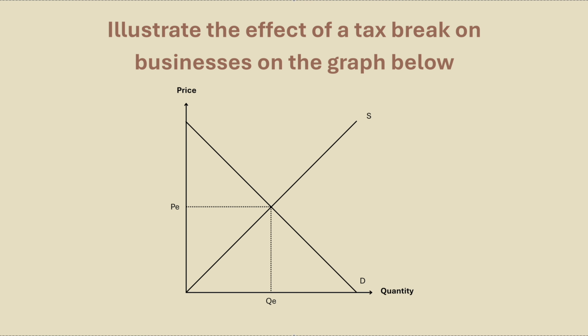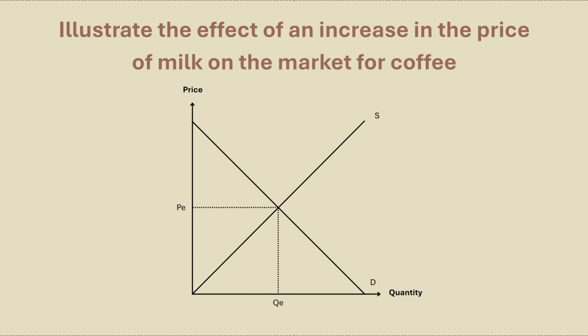Illustrate the effect of a tax break on businesses on the graph below. When businesses have to pay less tax, they can afford to produce more, so the supply curve increases. Illustrate the effect of an increase in the price of milk on the market for coffee. Milk is something that cafes need to make their coffees. It's a raw material. When the price of milk increases, then it's more expensive for the cafe to make coffees, so the cost of production increases. So the supply decreases, shifting to the left.